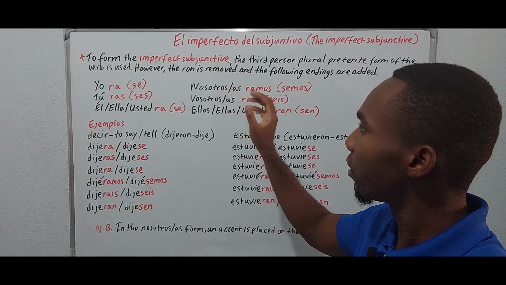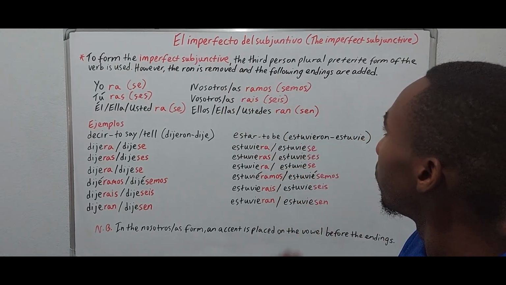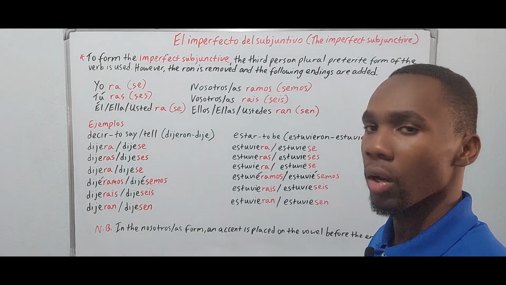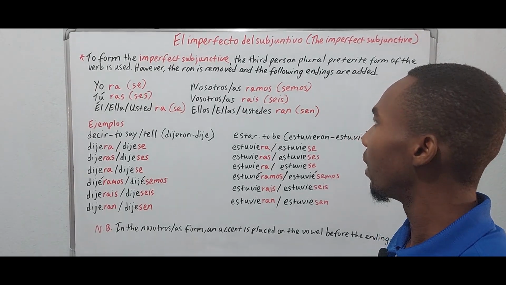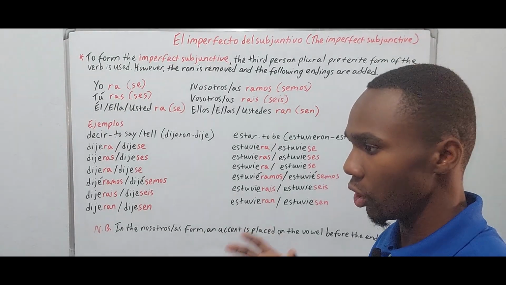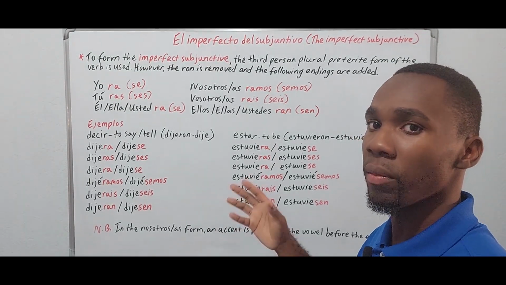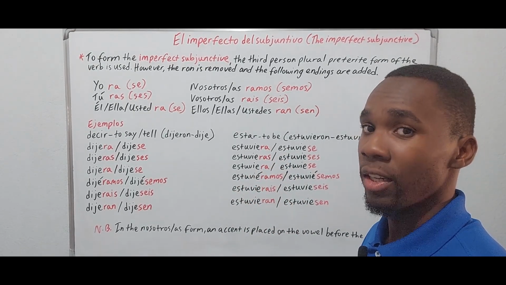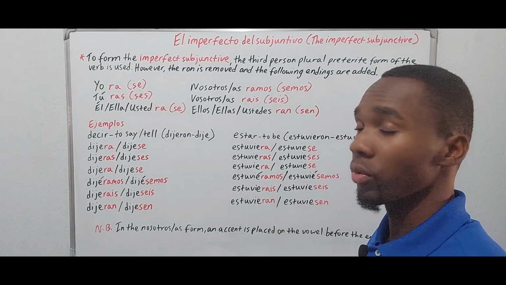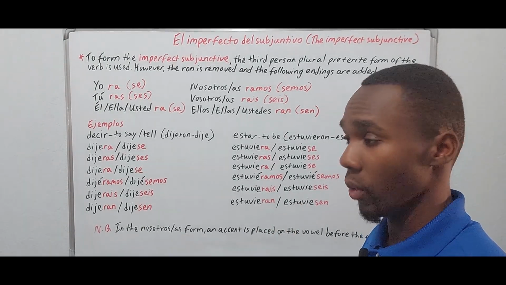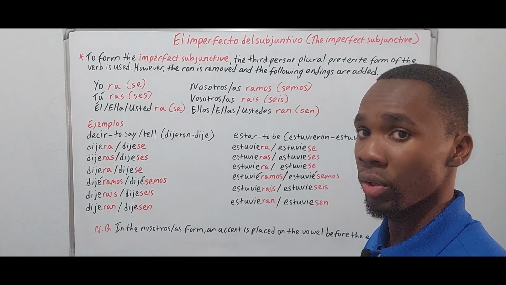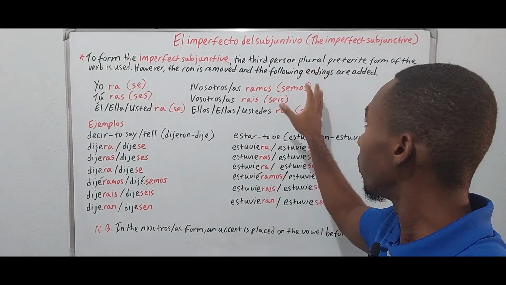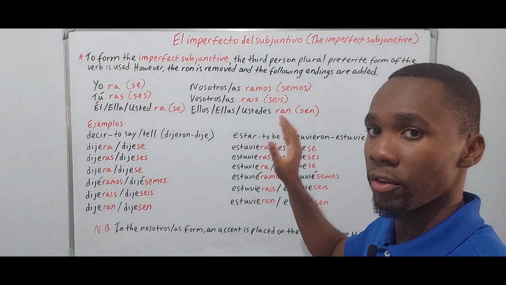To form the imperfect subjunctive, the third person plural preterite form of the verb is used. However, the ron is removed and the following endings are added. That means that in order to form this mood, you need to know the preterite. So if you do not know how to conjugate verbs in the preterite, you must be able to do that in order to form this mood, right? The third person plural preterite form, right?